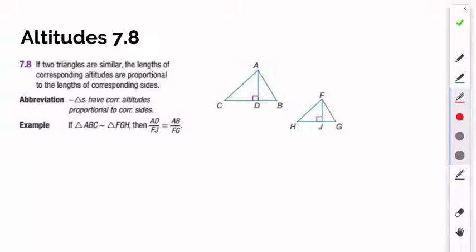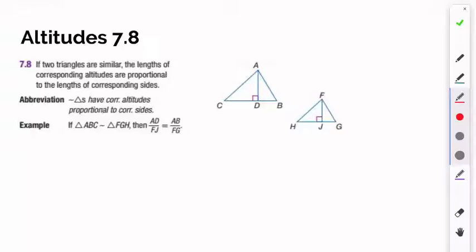Altitude, 7.8. Please feel free to fill out your notes with this. Again, pause the video if you need to. I'm going to go through a couple of definitions here. A lot of it should be review, though. An altitude, if you'll remember, is the height of the triangle. From the base to the tip of a triangle is an altitude.